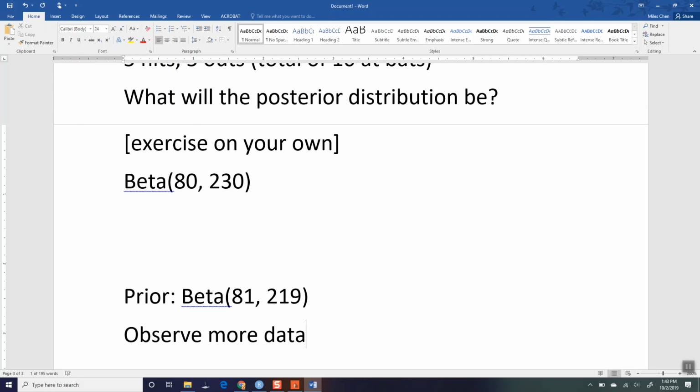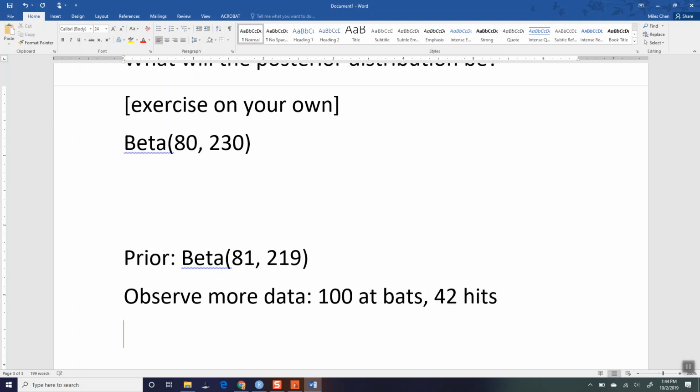Okay, and let's say this player is doing phenomenal, right? Now we've observed 100 at-bats, okay? And we have something like 42 hits, so 42 hits out of 100 at-bats. It's not as high as 5 out of 10, so it's not 0.5, but 42 out of 100 is really, really good for a baseball player, okay? And so how would we combine this?